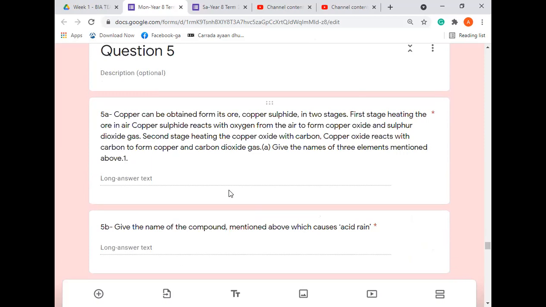Question number 5. Copper can be obtained from this ore, copper sulfide, in two stages. First stage, heating. You need to heat the ore in the air. Copper sulfide reacts with oxygen from the air to form copper oxide and sulfur dioxide gas. Second stage, heating the copper oxide with carbon. Copper oxide reacts with carbon to form copper and carbon dioxide.